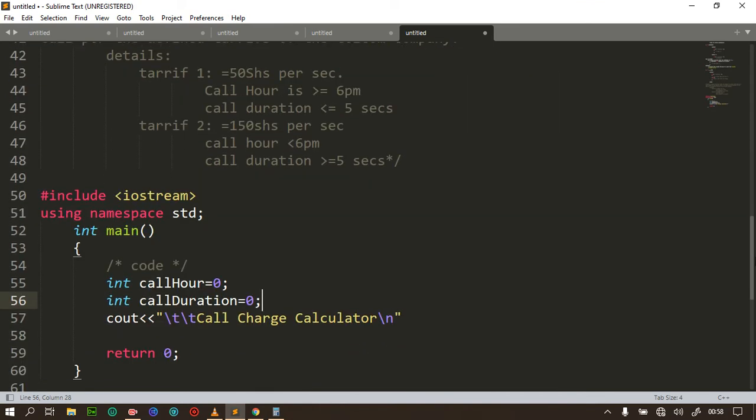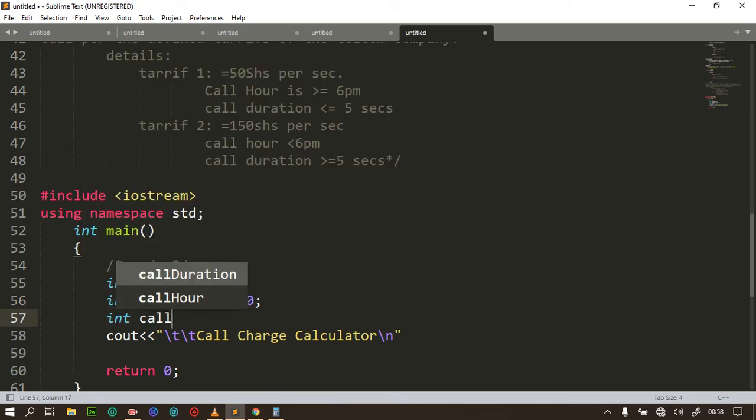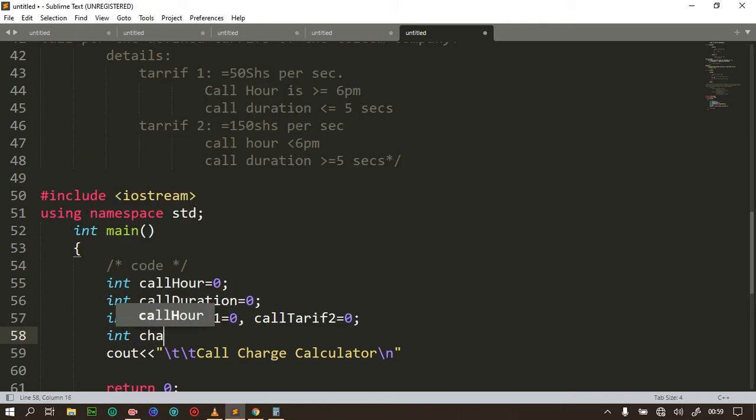So what else do we need? Then we shall need call tariff, int call tariff 1, which is also gonna be 0. Then call tariff 2, which is also gonna be 0. What else do we need? Then shall we say int charge? Of course, charge is gonna be, isn't it all that we need?